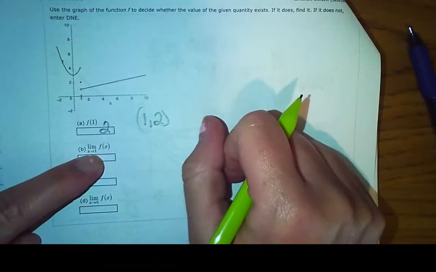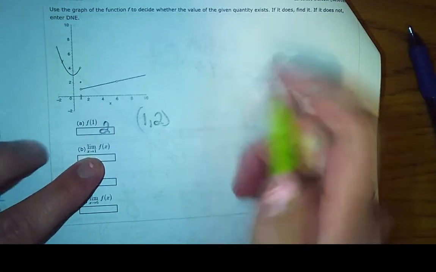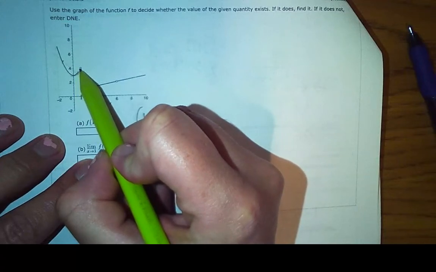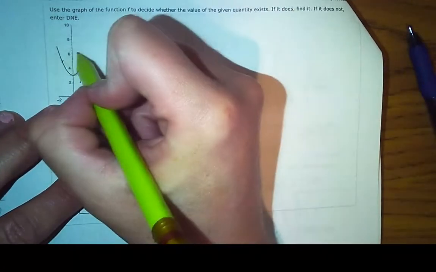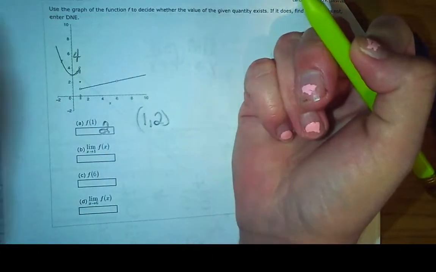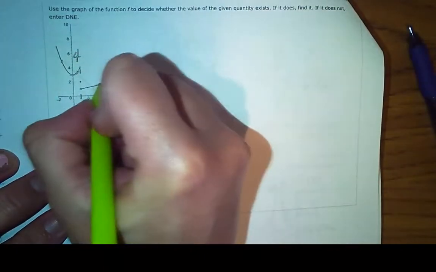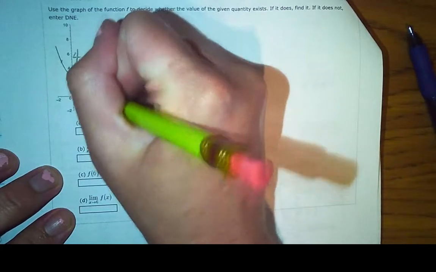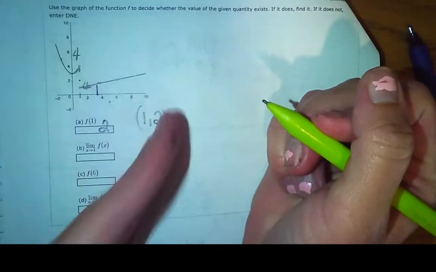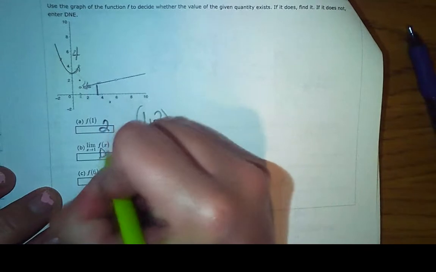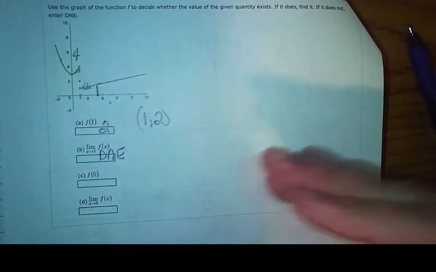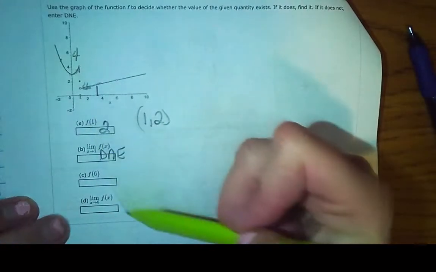What is your limit as x approaches 1? As you sneak closer and closer to 1, what y coordinate are you sneaking up to? You're sneaking up to 4. That's from the left. Now come at it from the right. As you're sneaking closer and closer to an x value of 1, what y value are you sneaking up to? I'm sneaking up to 1. Does 4 equal 1? No, it does not. So your limit does not exist. The limit doesn't exist because the y values that you're getting close to are not the same.